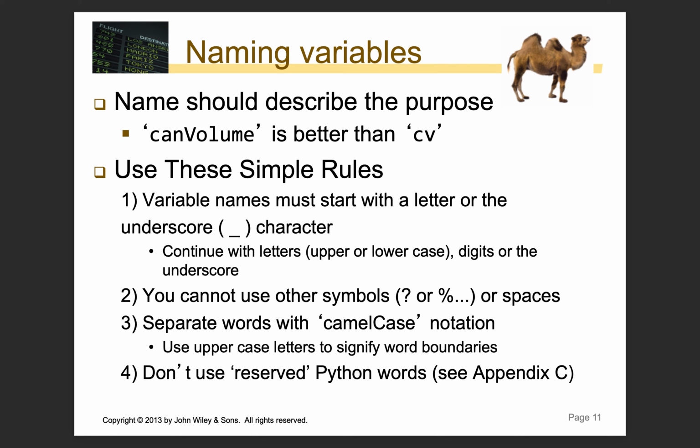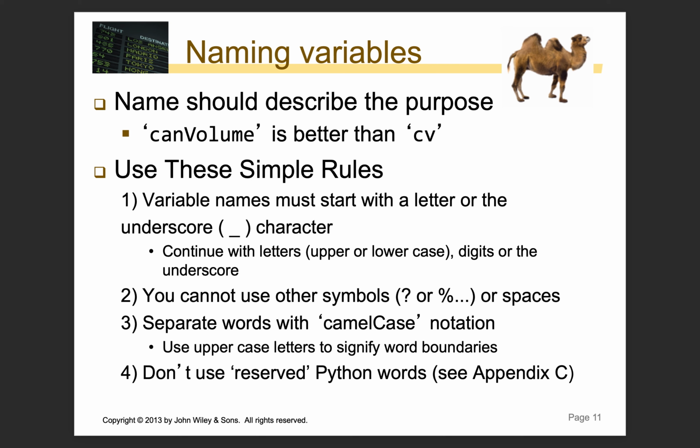Variable names must start with a letter or an underscore. Continue then, as you name your variable, with letters, uppercase or lowercase, digits, or more underscores. You cannot use symbols in your variable names, so you can't use things like question marks or the percentage sign, and you also cannot use spaces. Okay, you cannot have spaces in your variable names.